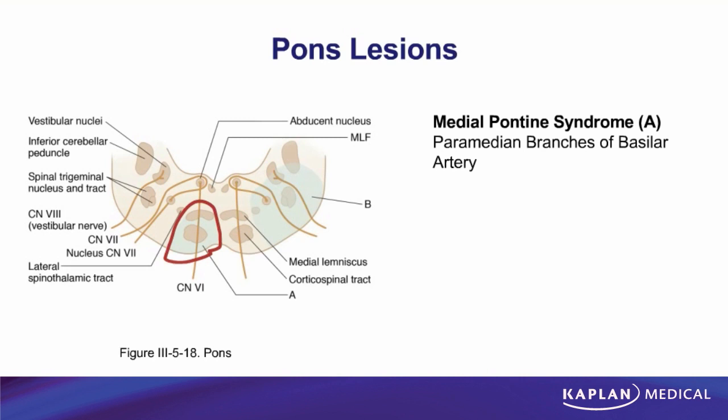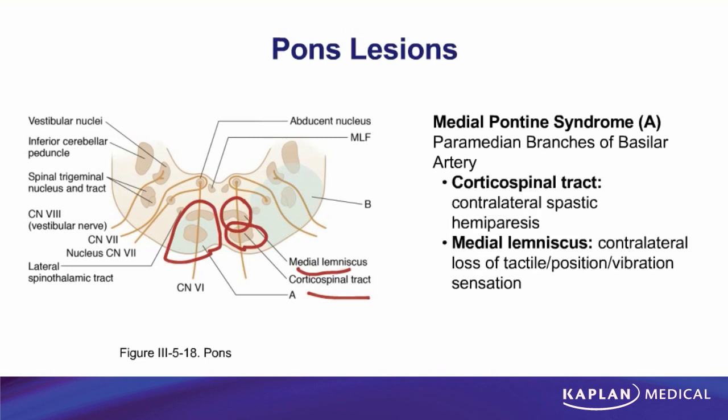So again, look at the tracts that are involved. Any medial vascular syndrome is going to involve the corticospinal tract, but since it is still in a medial vascular territory, the lesion also involves the medial lemniscus. So our tract signs are going to be exactly the same as those we saw in medial medullary syndrome. We're going to have contralateral limb and trunk spastic weakness and contralateral loss of touch, vibration, pressure, and proprioception.